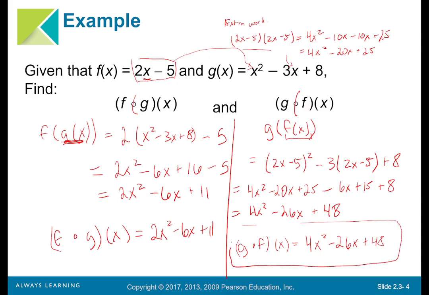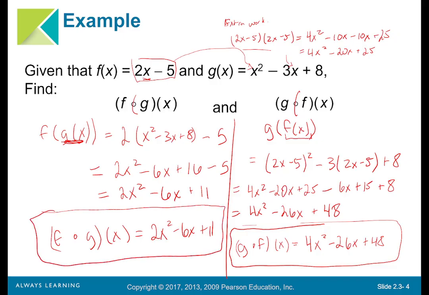So notice how these two are very different. As soon as you plug one function into another one, you might be looking at very different answers depending on which one you're plugging into which. Okay, so you have to just pay attention to the order. And that's why I like to think, okay, just replace the circle with a parenthesis, and that gives you the order. It's either f of g of x or g of f of x.